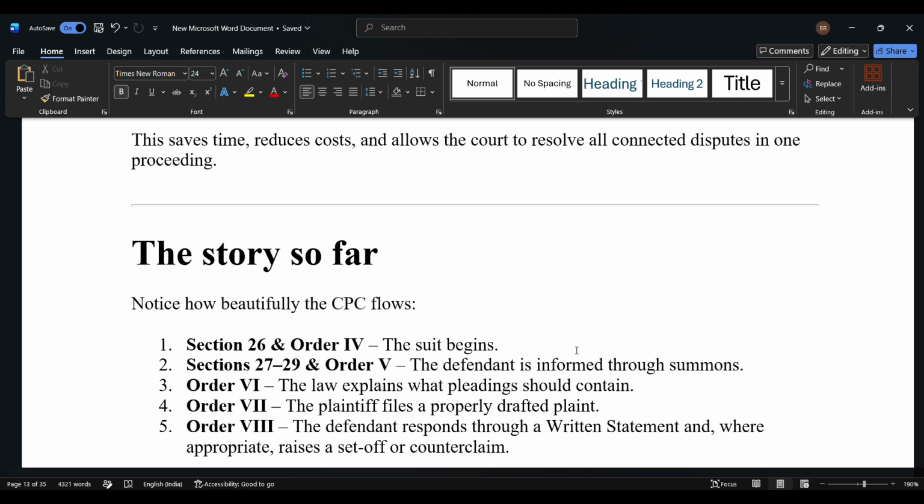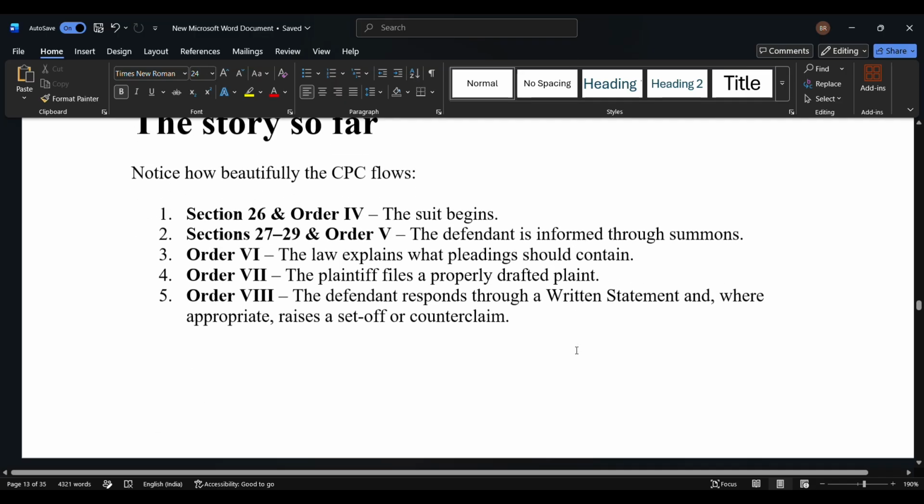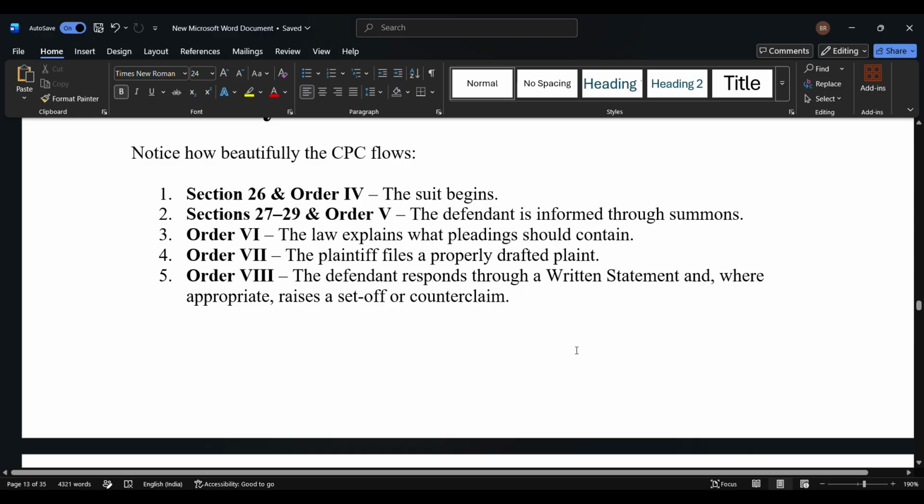The story so far. Notice how beautifully the CPC flows. Section 26 and Order 4, the suit begins. Sections 27 to 29 and Order V, the defendant is informed through summons. Order 6, the law explains what pleadings should contain. Order 7, the plaintiff files a properly drafted plaint. Order 8, the defendant responds through a written statement and, where appropriate, raises a set-off or counterclaim.